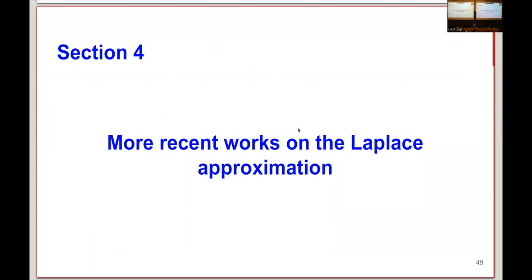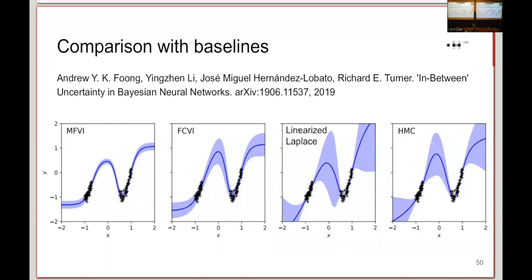We're going to see a bit more on recent works on the Laplace approximation. And actually, we're going to see that this very old method can work very well in practice. And we're going to get some insights on why it works so well. So this is based on some work that we did in Cambridge. This was a collaboration also with Jinshen. The work is called In-Between Uncertainty. Andrew, who is a PhD student in Cambridge, and I think he's probably about to finish now, did this work in collaboration with Jinshen and me and Rich.